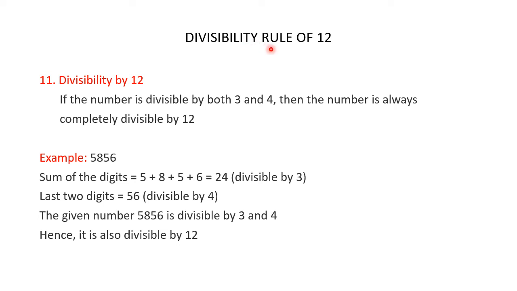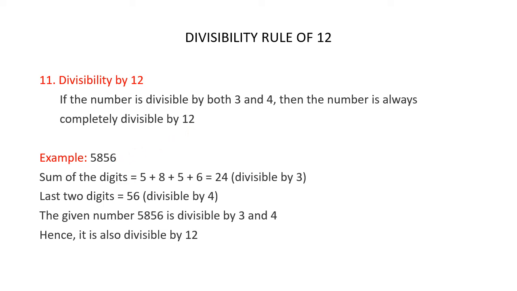Divisibility rule of 12. If the number is divisible by both 3 and 4, then the number is always completely divisible by 12. So to find out whether a number is divisible by 12 or not, you have to check whether the number is divisible by 3 and 4. If the number is divisible by both 3 and 4, then the number is also divisible by 12. Let's understand this with an example.